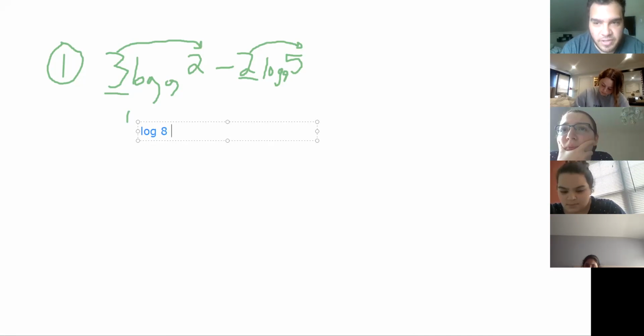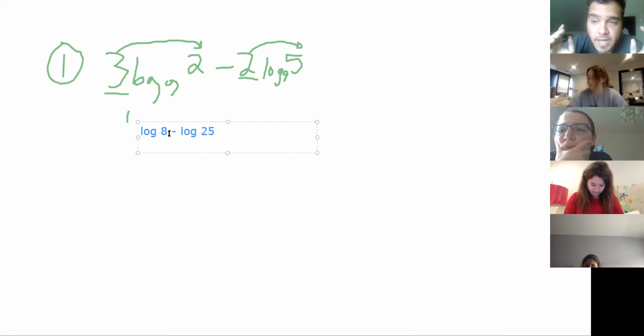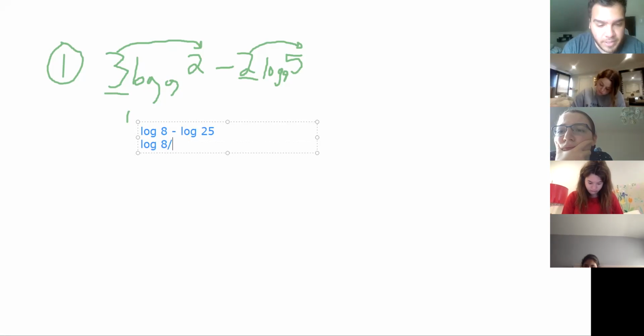Imagine the base 9 because it's hard to type it out. Minus log of 5 to the 2nd power. You did accidentally 5 times 2. So 25. Okay. Now when you have 2 logs with a minus in between, you could rewrite it as 1 log divided. So you could rewrite it as log 8 divided by 25.